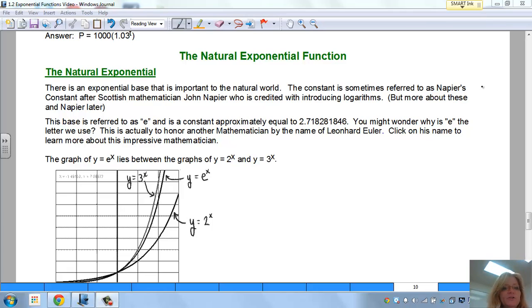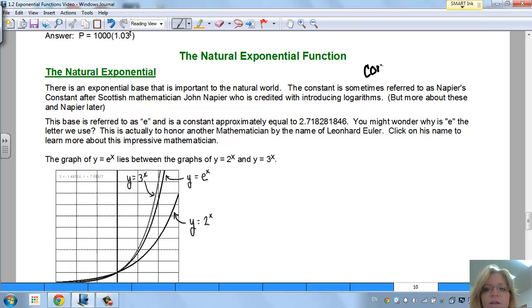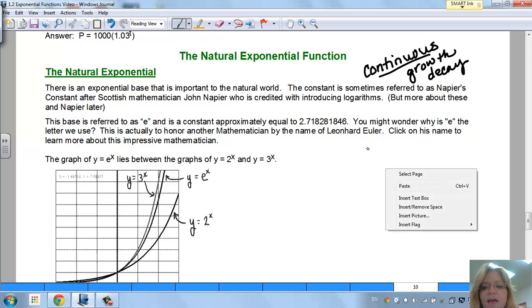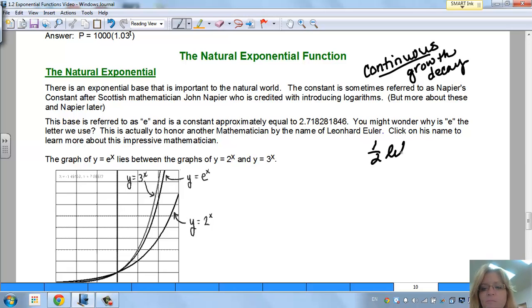So we're talking about the natural exponential, and the word that I want you to remember is continuous. If you hear the word continuous growth or decay, we're going to use the natural exponential function. The other thing is you use the natural exponential function a lot with half-life and doubling time. So a lot of times it's understood that you're using the natural exponential function when you hear about half-life and doubling time along with growth and decay.